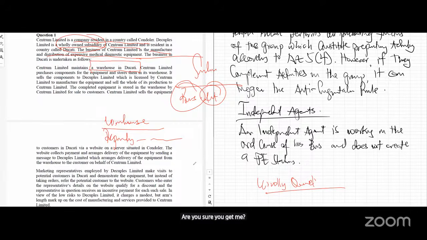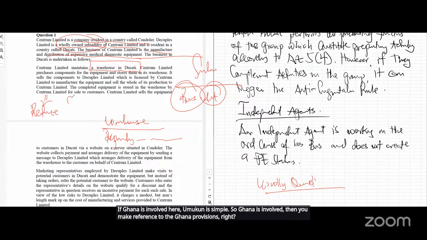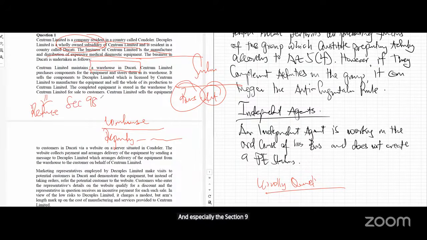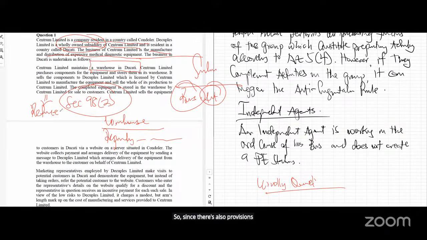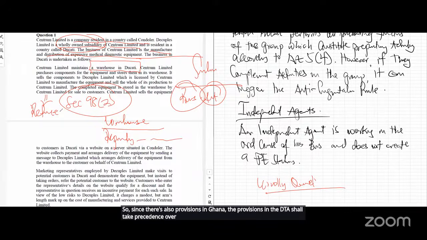If Ghana is involved there, don't cry, it's simple. So if Ghana is involved, you make reference to the Ghana provisions, and especially section 98, subsection 2, which says that where the DTA conflicts with the domestic law, the DTA shall take precedence over the domestic law. So the provisions in the DTA shall take precedence over the rules of the Ghana tax law. That's all.